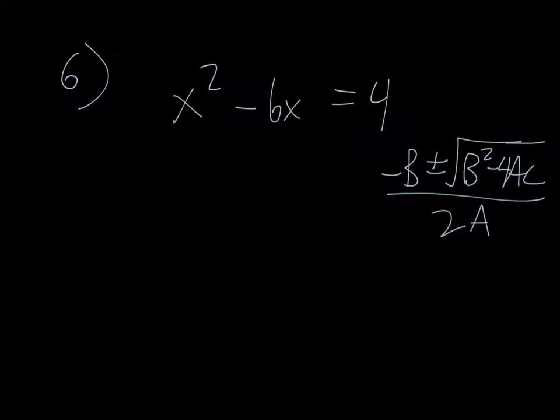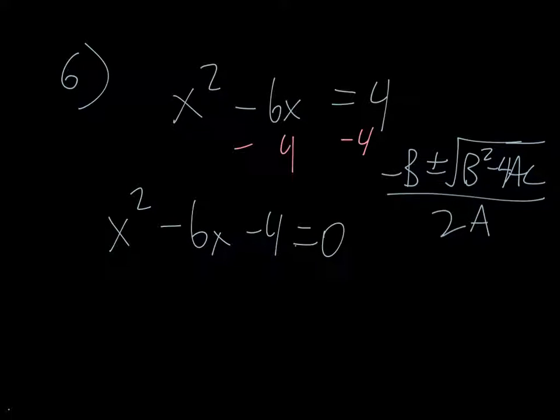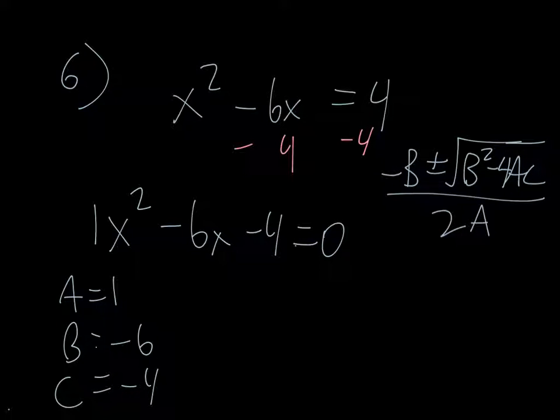Alright, so this one we need to use the quadratic formula on, but we need to get it equal to 0 first, so I'm going to do a minus 4 on both sides. That gives me x squared minus 6x minus 4 equals 0. Notice that I didn't actually do any subtraction right there, I just kind of wrote them separate. So that means my a number is 1, my b number is negative 6, and my c number is negative 4. So here I go using the quadratic formula.